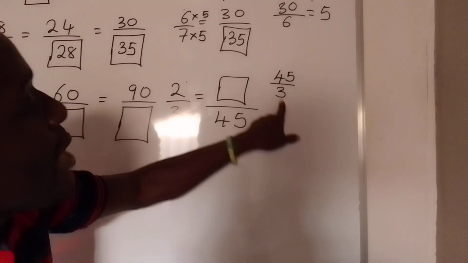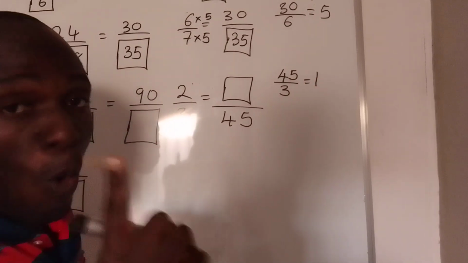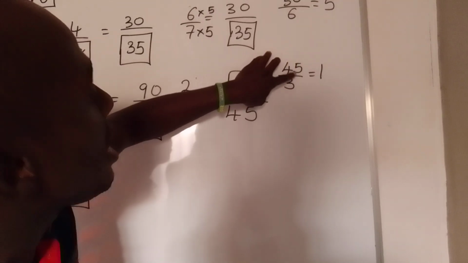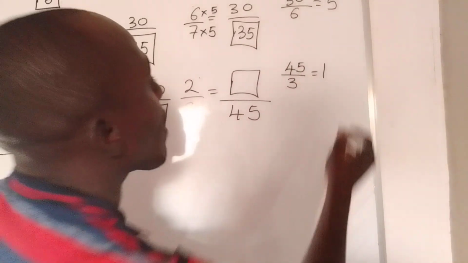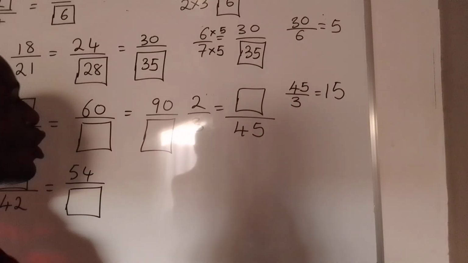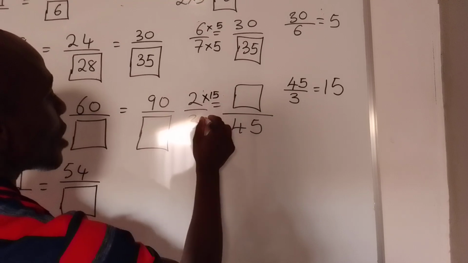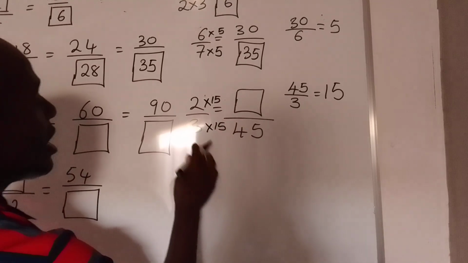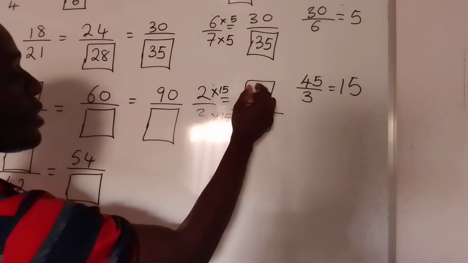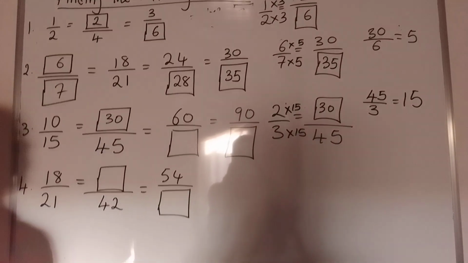3 into 4 will go 1, remainder 1. That remainder, place it behind this 5, it becomes 15. 3 into 15 is 5. That's the easiest way a child can divide a big number. So we are using 15 to multiply here. Here we multiply by 15. 3 times 15 obviously is 45. So 2 times 15 will give us 30. So our answer here is 30.